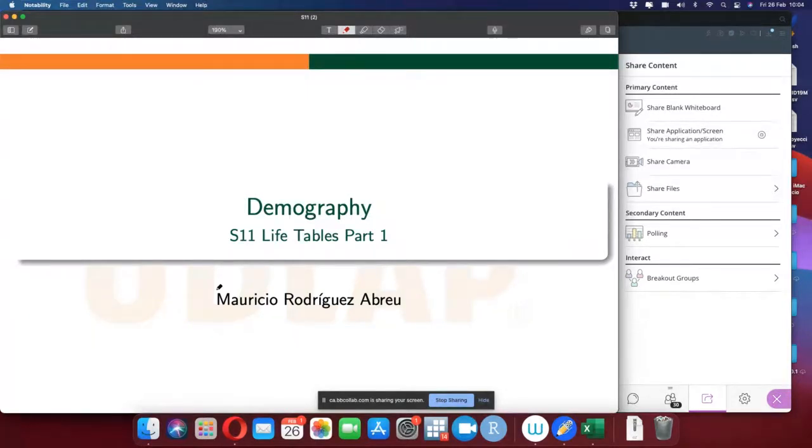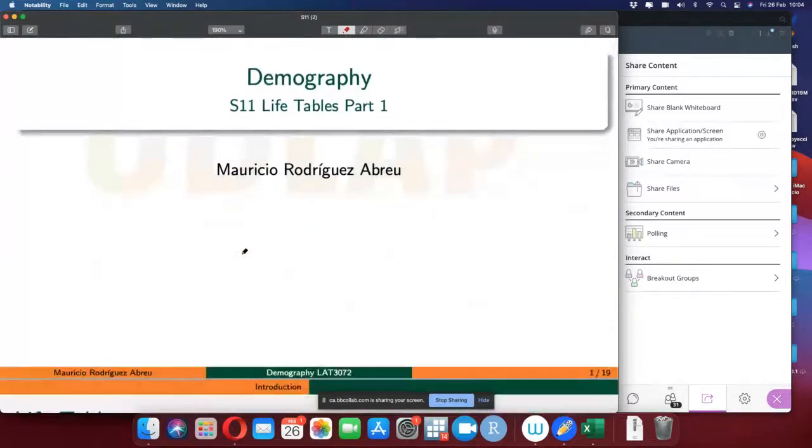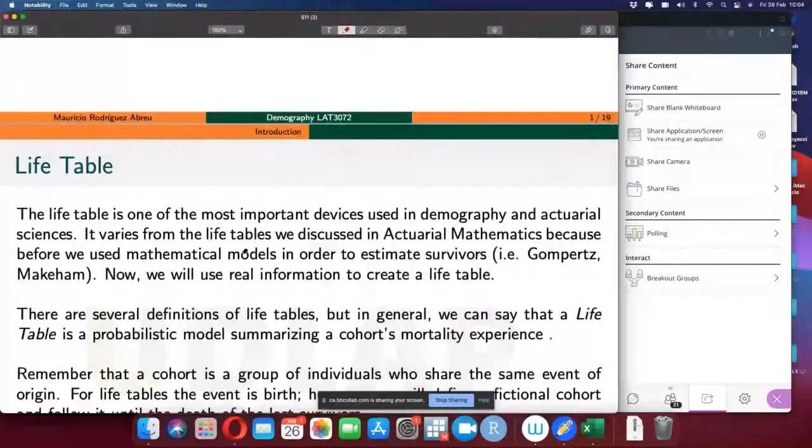There are a few things that are going to help you when building your life table. For some of you who didn't have actuarial mathematics, don't worry. We are going to work through these things as if you didn't have that experience before. But for some of you, I expect at least that you remember a few of these things. They are not that complicated, but they are really important for us.